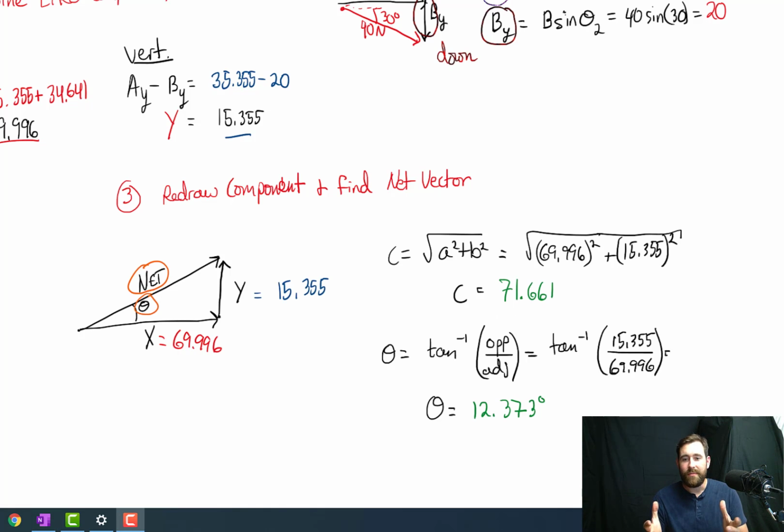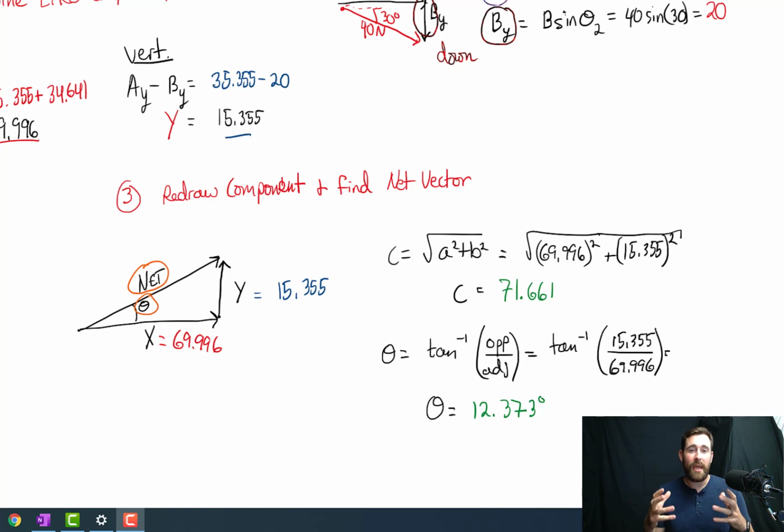So there we have it. We punched our numbers into our calculators. For the Pythagorean theorem, it does not matter which one you pick for A or B. They're both legs of the triangle. For the theta, it does matter. We're going to use opposite in the numerator. So in this case, that's the 15.355. And then we're going to use the 69.996 in the denominator for adjacent. We get 71.661 for the magnitude of our vector. So that's the length of it, how much force there is. And we get 12.373 degrees for the direction, and that would be from the horizontal.